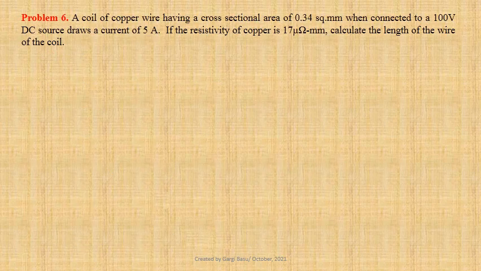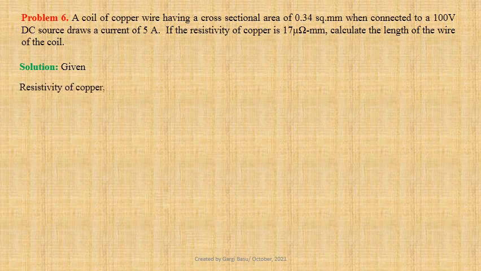A coil of copper wire having a cross-sectional area of 0.34 square millimeter when connected to a 100 volt DC source draws a current of 5 ampere. If the resistivity of copper is 17 microohm millimeters, we have to calculate the length of the wire of the coil. Let us first write down the given data.